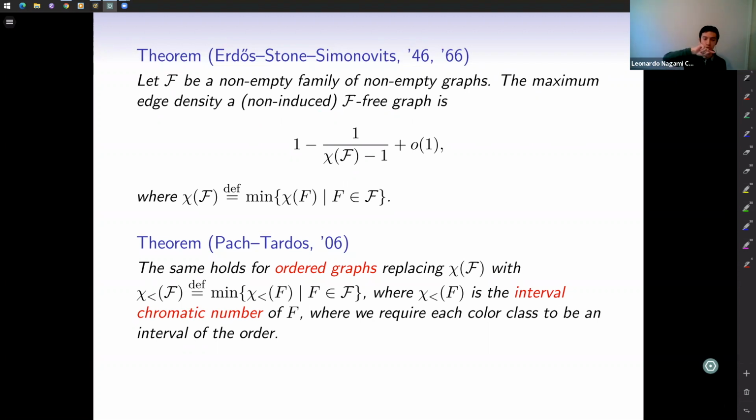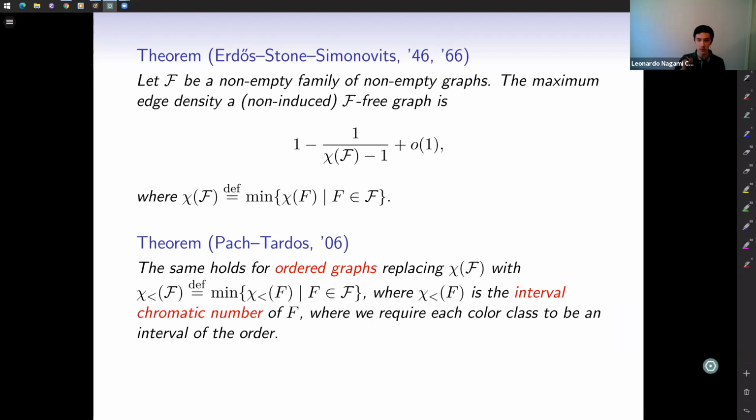So you're trying to color the vertices of your graph, but remember the vertices are ordered somehow. So you require, say, if you look at all the vertices that receive red color, that needs to be an interval. So if you look at the order, you cannot see something like red, red, red, red, red, blue, red again, because that violates being an interval. It needs to be an interval that gets a color, then another interval gets another color, and so on. And you still have the restriction that no edge is monochromatic. And so that's the definition of the interval chromatic number. And it completely characterizes the maximum edge density that you can have on F-free graphs, where F is any family of ordered graphs.